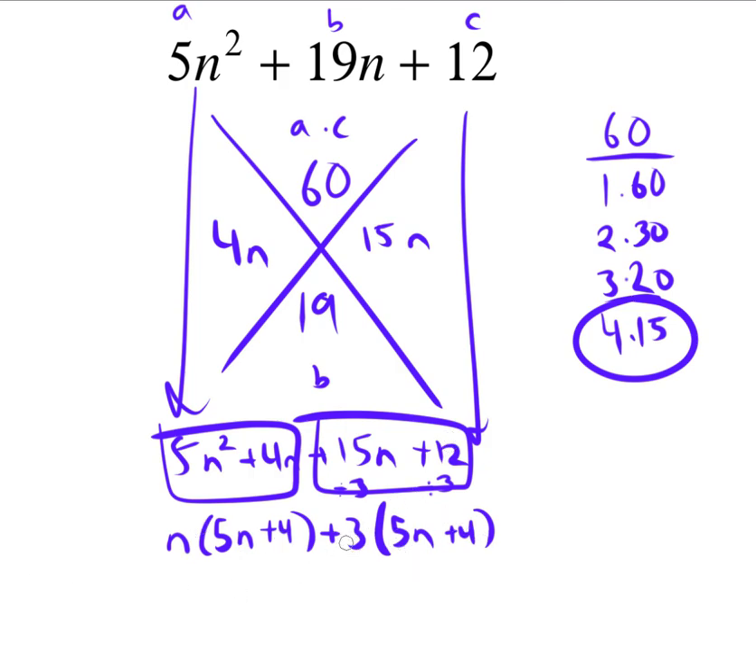So now, because these 5n plus 4s are the same, I can go n plus 3 times 5n plus 4. And once again, that n came from here and that 3 came from there. So n plus 3 times 5n plus 4. I'm sorry, that looks like chicken scratch. So let me try that again. Times 5n plus 4. Ah, yes, that is better.